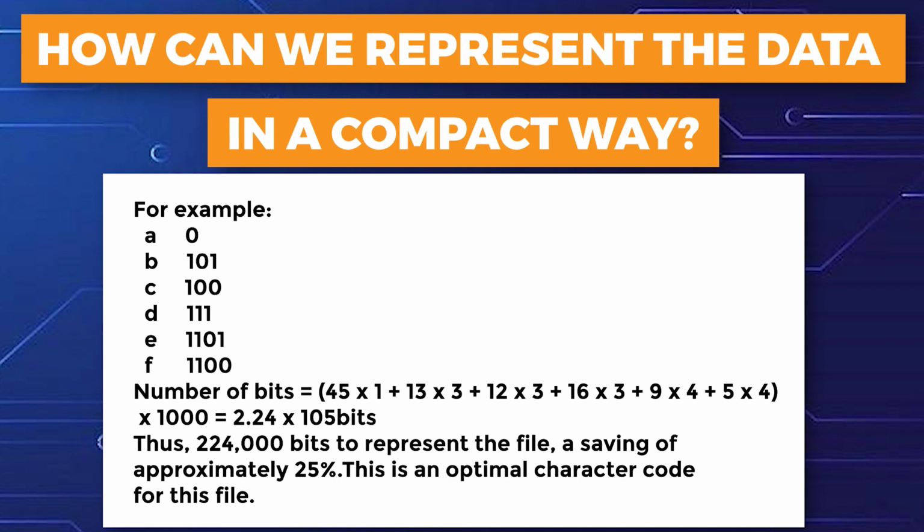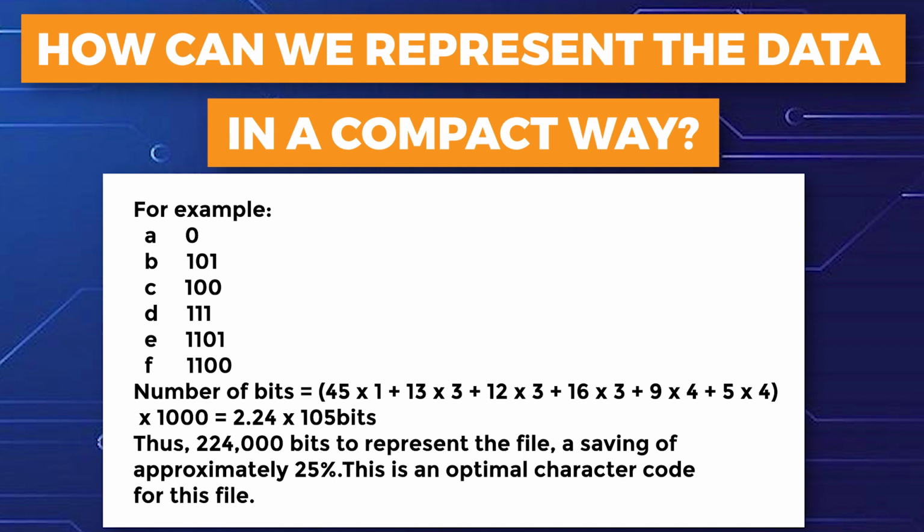Now we take the second, B. B requires 3 bits and the frequency is given in the question, that is 13. So 13 multiplied by 3. Now another example, C. What is the frequency of C? That is 12. And how many bits are required for C? That is 3 bits. The length of the bits is 3. That's why we multiply frequency by the length of bits, that is 12 multiplied by 3. Now next one, D, again 3 bit length, and what is the frequency? That is 16. 16 multiplied by 3.